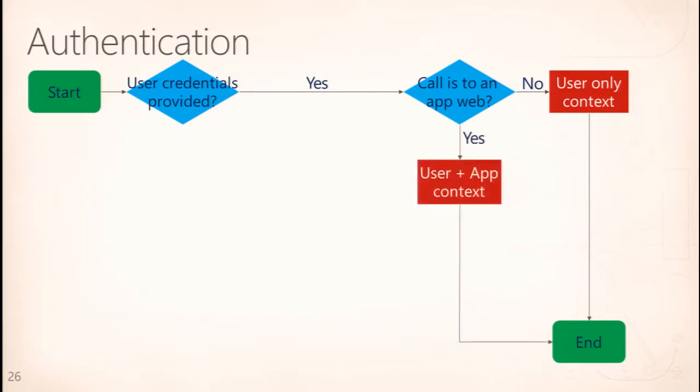The other possibility is, if that call is part of an app web, then we set 2 different identities on that call. We set the app's identity and the user's identity. We say the app is acting on behalf of the user. Right?